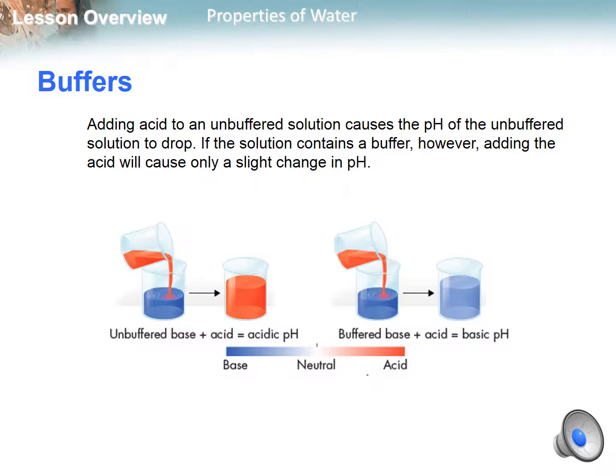So if you add acid to a solution, it'll cause the pH to drop. But if the buffer's in there and you add the acid, it will only cause a slight change in pH. So if you had an acid, what type of buffer would you need? You'd need a weak base.